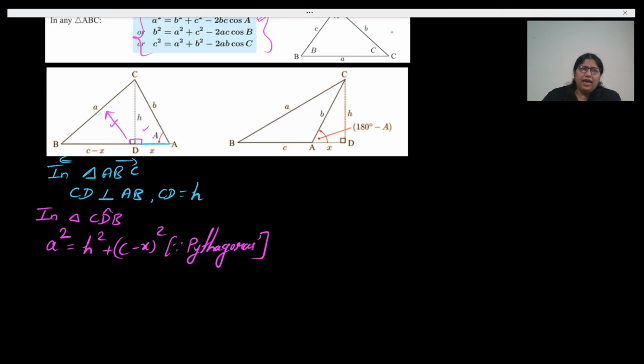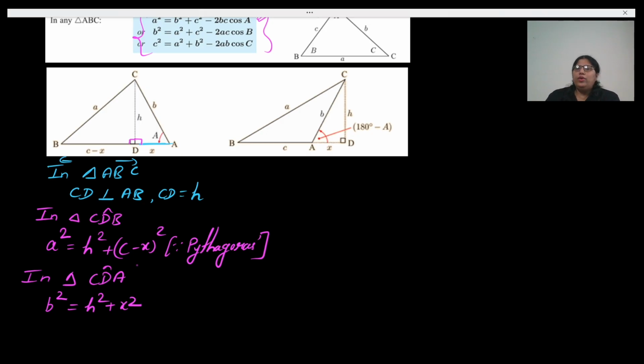Now, because I need to relate the lengths, the relationship between a, b and c, I am going to consider this triangle as well as this triangle, right? So what is the other triangle? In triangle CDA, it is again 90° at D. Here, what is the hypotenuse? It is b square, which is going to be equal to h square plus x square.